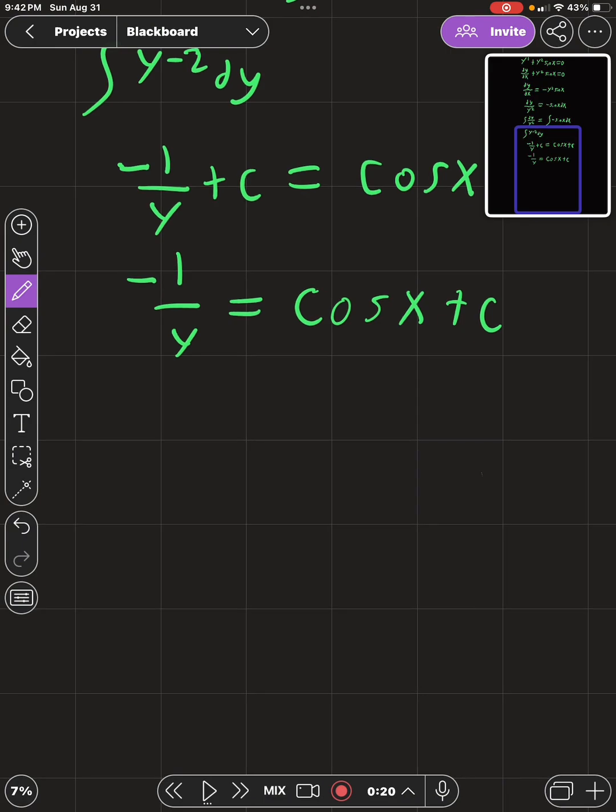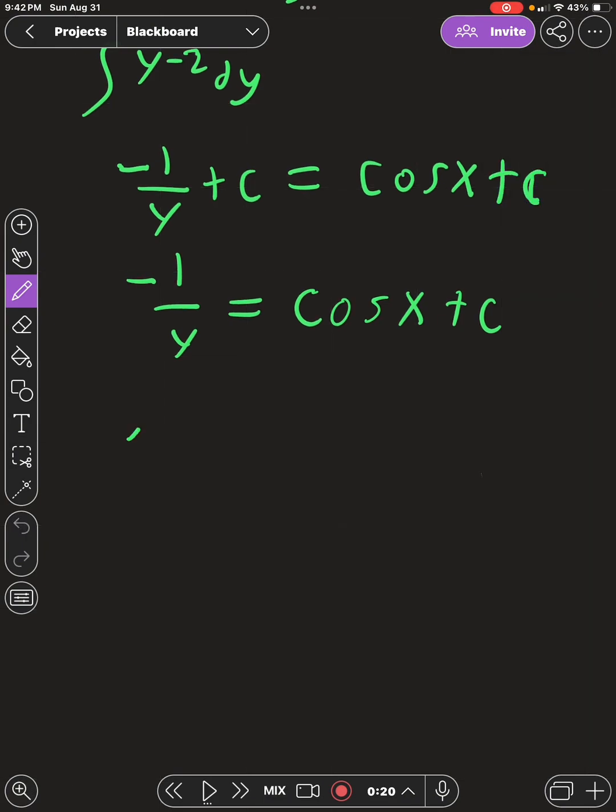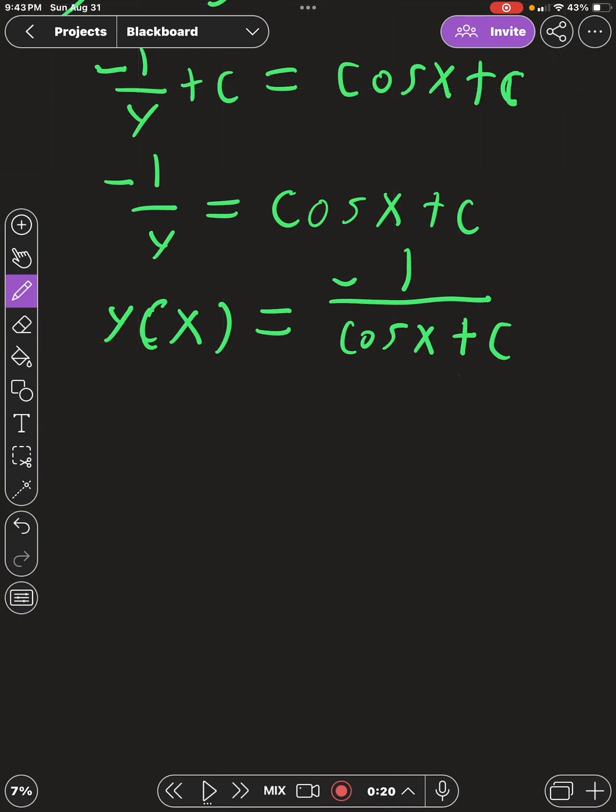And now we can solve for y of x right here. How are we going to do this? Well, we can multiply each side by y, and we can divide each side by cos of x plus C. So in the end, we end up with y of x is equal to negative 1 over cos of x plus C. And if you prefer a better form, to get rid of the negative 1 on top, you can write this as y of x is equal to 1 over C minus cos of x.